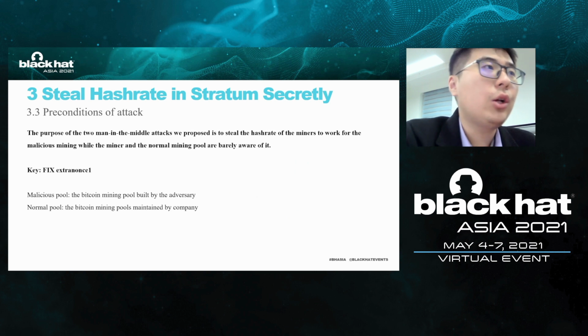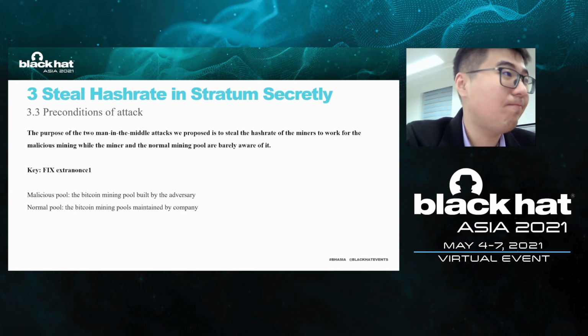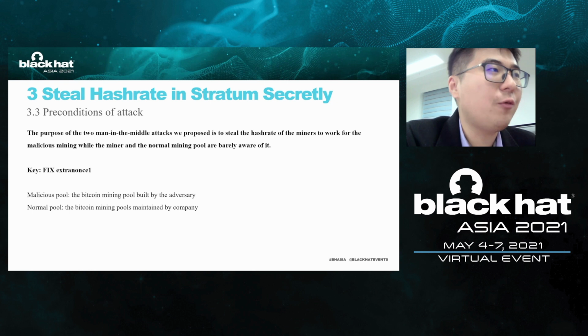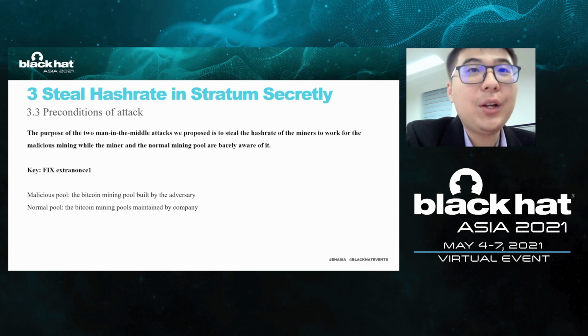To make the man-in-the-middle more practical, we make two new man-in-the-middle methods: a set extranonce-based man-in-the-middle and a time segment-based man-in-the-middle. The key question is how to fix the extranonce one. At first, we denote two types of pools, just in case of misunderstanding. The malicious pool is run by attackers and the normal pool is the victim's pool.